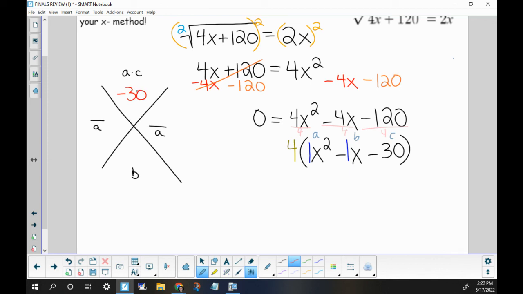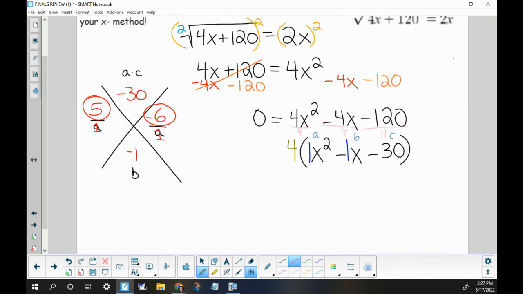Our A is 1. What are the factors of 30? We got 1 and 30, 10 and 3, and 5 and 6. Now, does one of these have to be negative? The top number is negative, that means my signs will be different. The bottom number is negative, means my bigger number will be negative. So we have 5, we have negative 6.